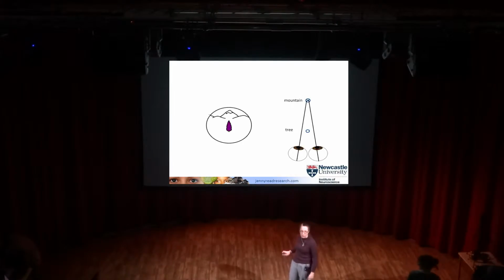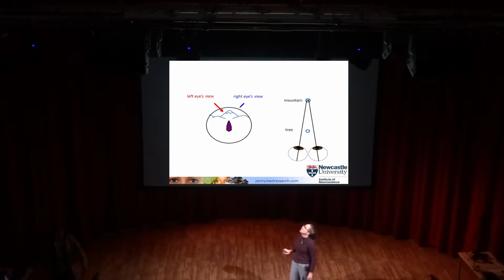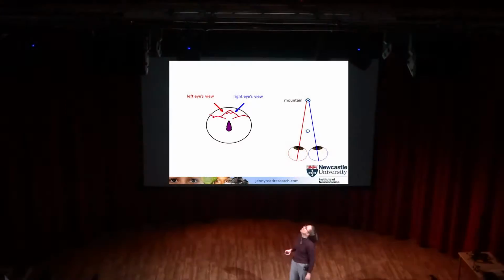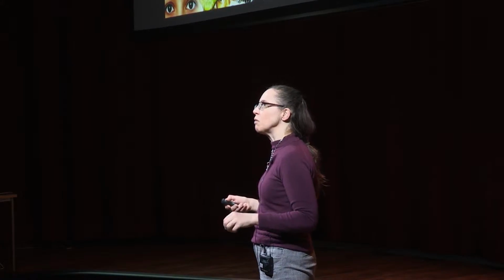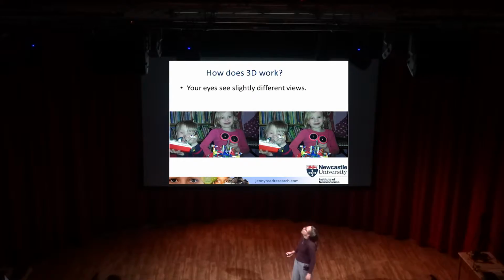So, for example, if you're looking at a distant mountain, by definition it's falling at the same point in your left and your right eye, but let's say there's a tree in front of that mountain. Well, you'll notice that the tree is actually to the right of the mountain in the left eye's view, but it's to the left of the mountain in the right eye's view. So you've got this disparity between the two eyes' images. And kind of amazingly, your brain is able to pick that up and use that information to tell you about the distance of different objects.